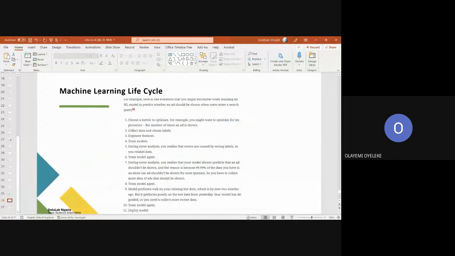So, machine learning life cycle. You can go through it. This is very, very important. Very, very important steps.